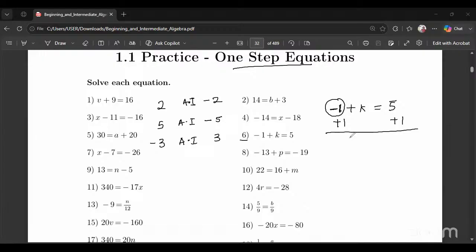So -1 plus 1 will give us 0, and on the left-hand side we are left with k all by itself. And 5 plus 1 on the right-hand side will give us 6. So the value of k that will satisfy this given equation is 6. If you have the answer, you can already put it in the comment section. All right, that will be all for question 6.